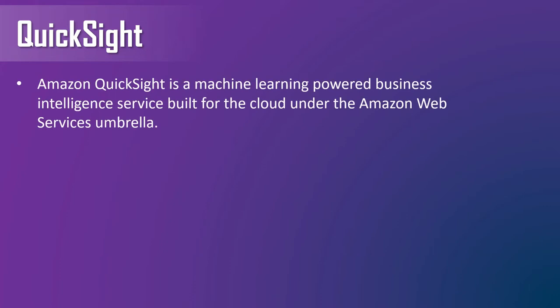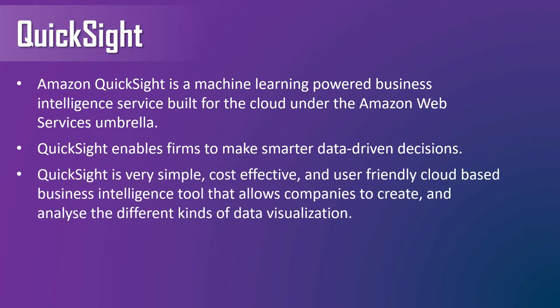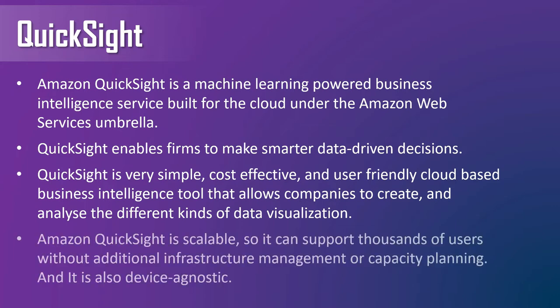Amazon QuickSight is a machine learning-powered business intelligence service built for the cloud under the Amazon Web Services umbrella. It enables firms to make smarter data-driven decisions. It is a very simple, cost-effective, and user-friendly cloud-based business intelligence tool that allows companies to create and analyze different kinds of data visualization. Amazon QuickSight is scalable, so it can support thousands of users without additional infrastructure management or capacity planning. And it is also device agnostic.